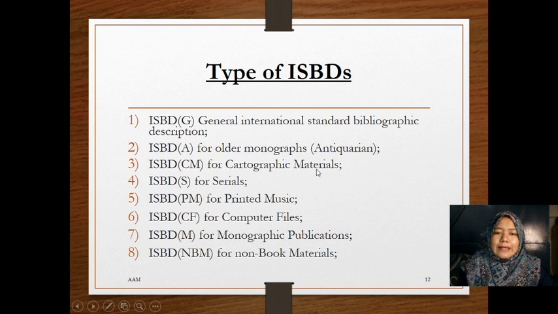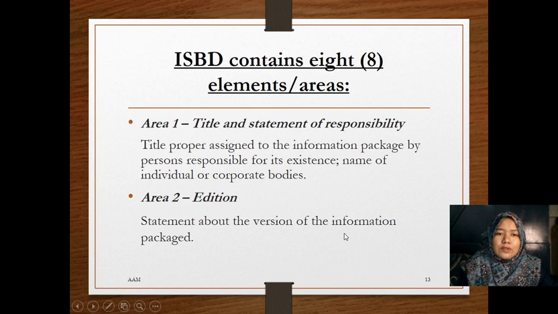So there are 8 types of ISBD. The types are: G for general international standard bibliographic description, A for older monograph, which is antiquarian, CM for cartographic materials, S for serial, PM for printed materials, CF for computer files, M for monographic publication, and NBM for non-book materials. So there are 8 areas or elements of ISBD.